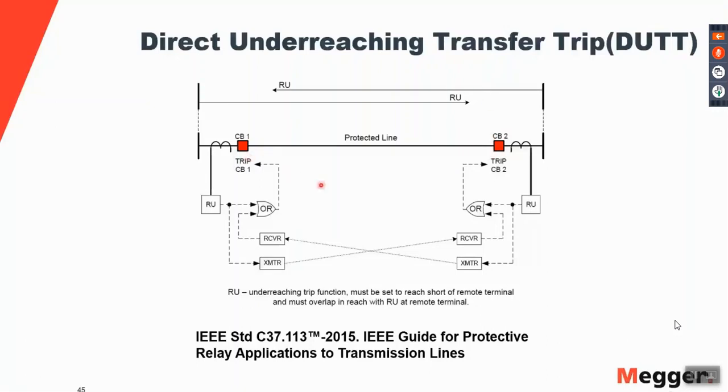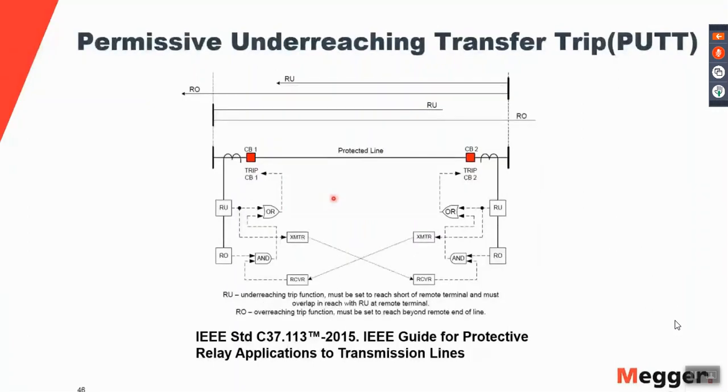In the case of the next one, which is the permissive under-reaching transfer trip, well, in this case, it's permissive, which means that there has to be some supervision on both relays in order to allow the trip. It's under-reaching, which means that both relays need to see the fault inside the line, and it's transfer because this guy sees it, and then this guy is going to say, yeah, I saw it, now you're telling me to trip, let's do it. The same thing happens here.